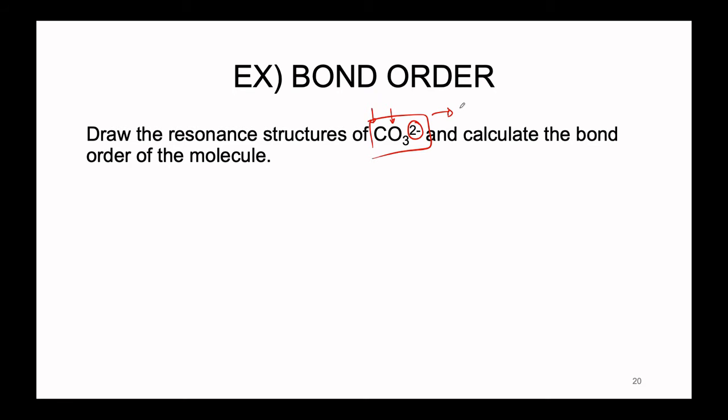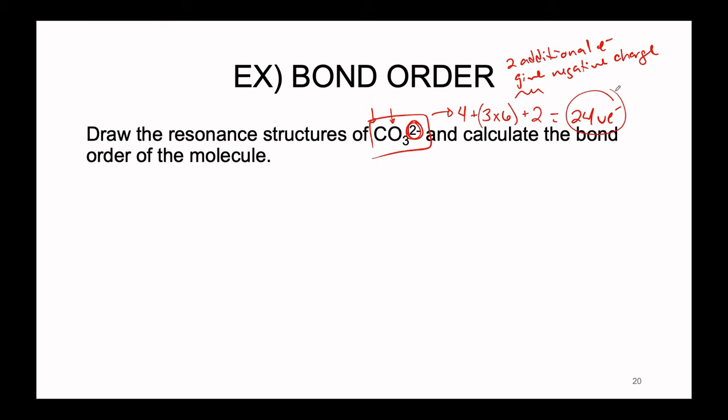So our carbon has a total of 4 valence electrons. There are 3 oxygens total, each of which has 6 valence electrons around it. And because of this -2 charge, we have 2 extra electrons, right? The 2 additional electrons give negative charge. And so if we take 4, add it to 16 plus 2, this gives us a total of 24 valence electrons that we're going to have to place in and around this carbonate anion.